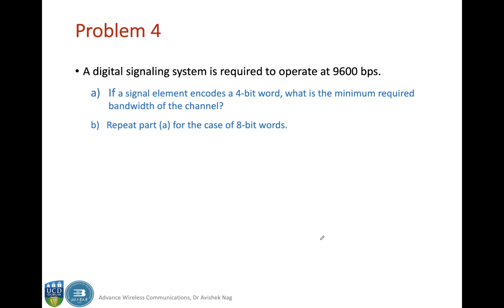So now I would ask you to solve a problem which is similar to the previous one, just to get your ideas right and strengthen your understanding. So let's say a digital signaling system is required to operate at 9600 bits per second. Now, if a signal element encodes a 4-bit word, what is the minimum required bandwidth of the channel? And then repeat part A for the case of 8-bit words. Okay, so I will give you some time. You can pause this video for a while and try solving this problem from the concepts that you learned before, and then I will give you the solution.